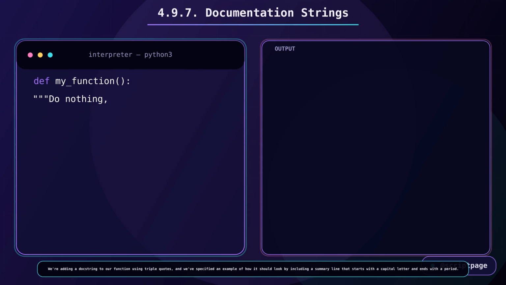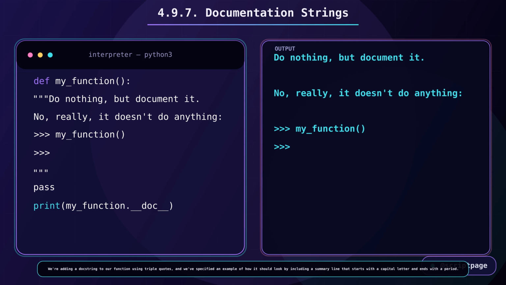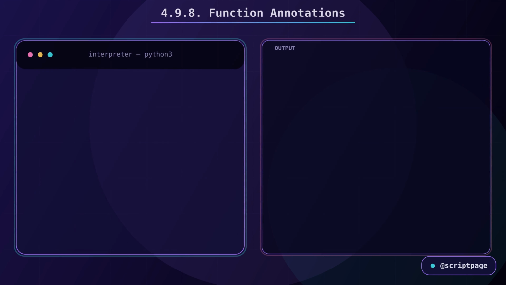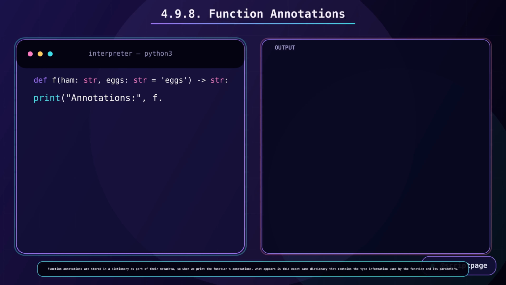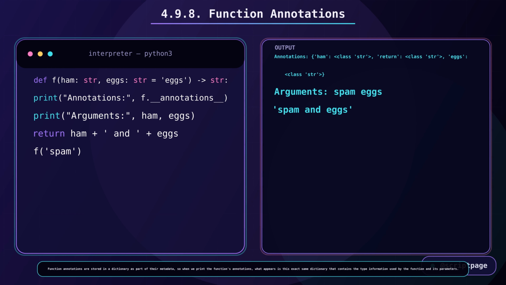We're adding a docstring to our function using triple quotes, and we've specified an example of how it should look by including a summary line that starts with a capital letter and ends with a period. Function annotations are stored in a dictionary as part of their metadata, so when we print the function's annotations, what appears is this exact same dictionary that contains the type information used by the function and its parameters.